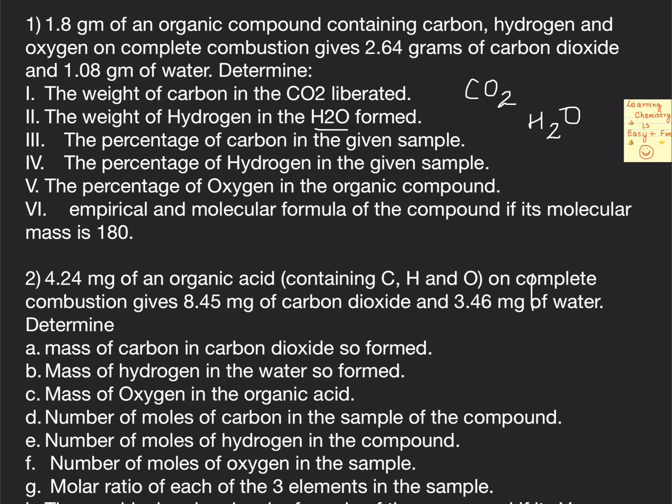Now, the question says, the first one, 1.8 grams of an organic compound containing carbon, hydrogen and oxygen. It would be in your best interest to copy this question down, and there are 6 parts to this. Why are there 6 parts? As I said, this worksheet is guided. Guided means the questions have been so framed that you will be able to go step by step and get the final answer.